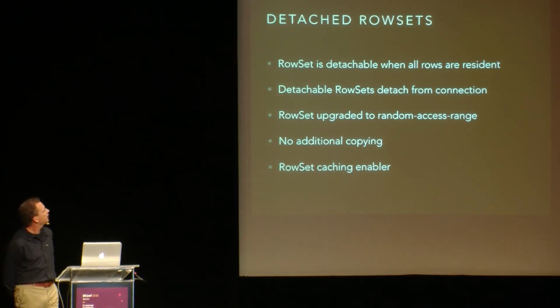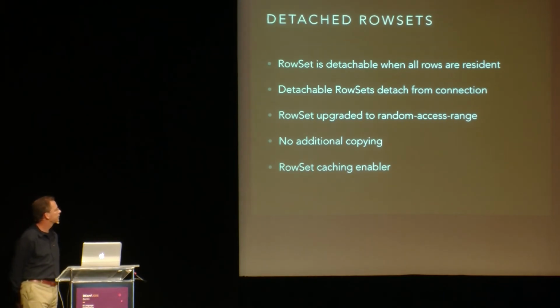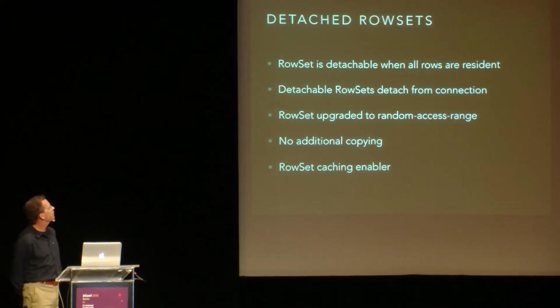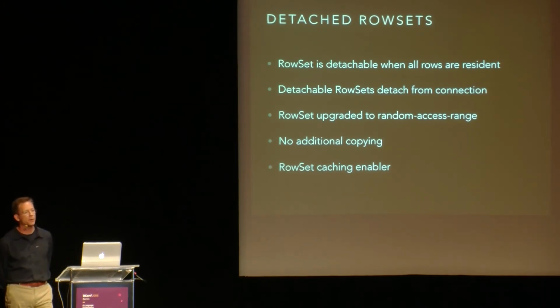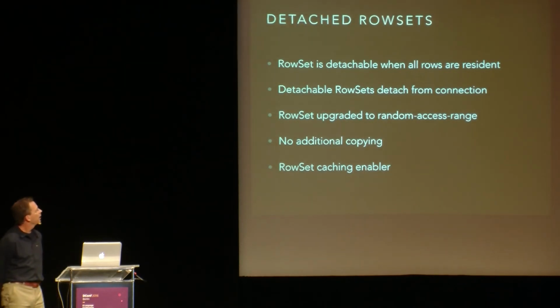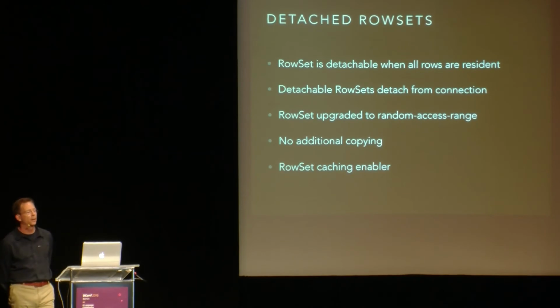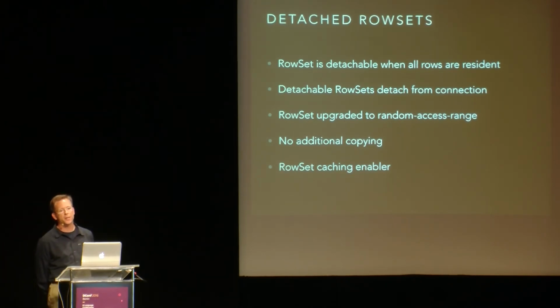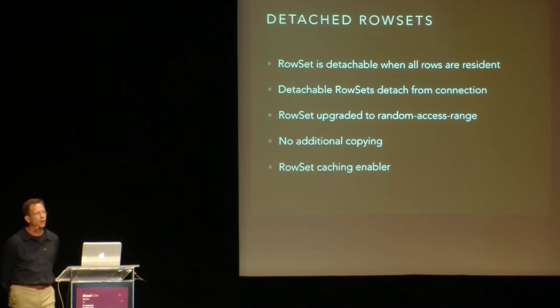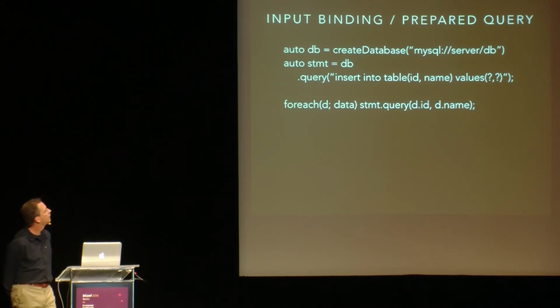The other thing that can be done is the row set can be upgraded from an input range to a random access range. So that has some utility as well. There potentially is no additional copying here except for drivers which do not provide buffers, in which case you might have to copy it. But generally I see this kind of a feature as a caching enabler. If, for instance, you wanted to hold local row sets that you would keep just in your application and avoid querying the database at all, this is something that would help.